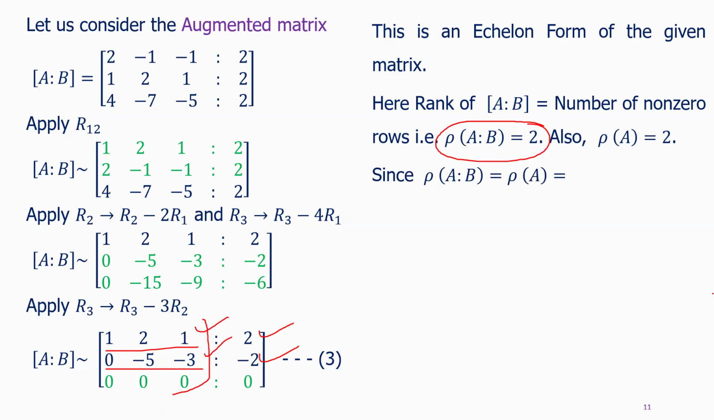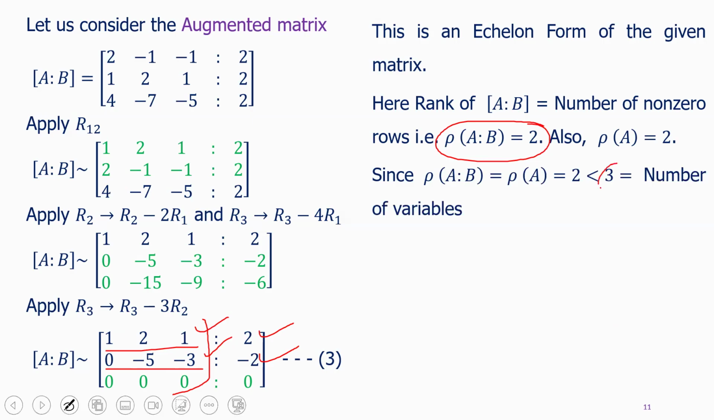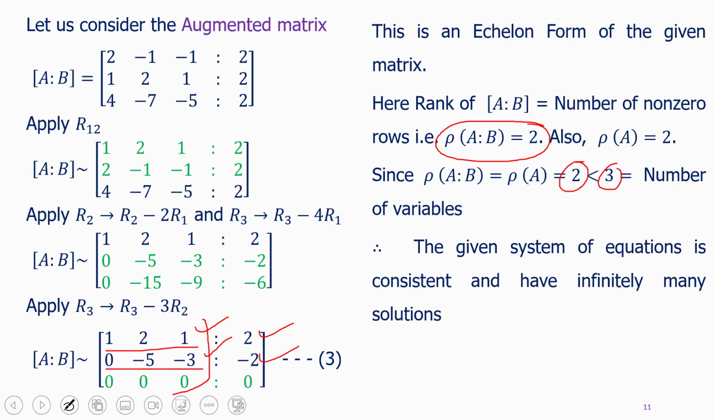So therefore, the system of linear equations is consistent, right? But since the number of variables is 3 and the rank of A and of the augmented matrix is 2, which is less than the number of variables, we get infinitely many solutions. So the given system of equations is consistent and has infinitely many solutions. Now we have to find the solution, of which there are infinitely many.